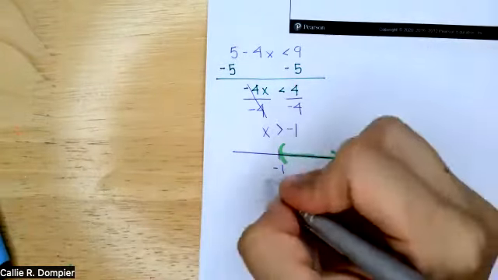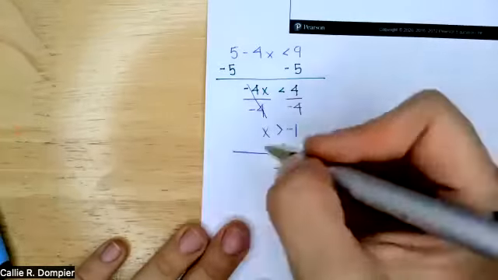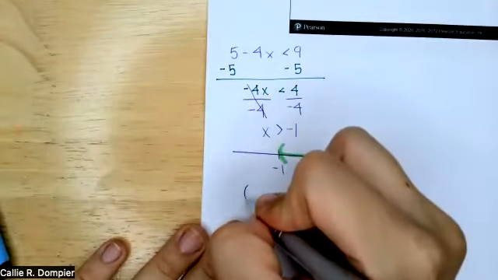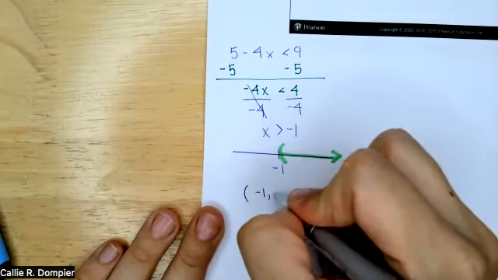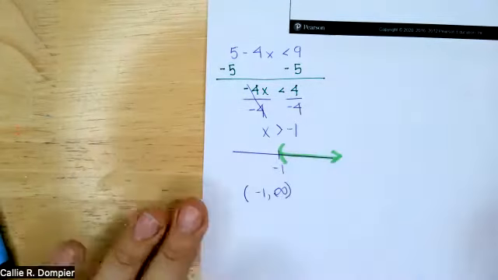The way I would write that with interval notation, I'm just reading the number line from left to right. So I start with parentheses at negative 1 and I go towards positive infinity, so it will look like that.